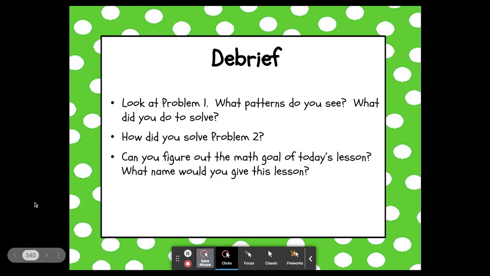Now let's debrief. Remember to choose one of these questions that you would like to discuss. You can answer this question by writing it on paper, in your notebook, in your problem set, or even in the comments below. Look at problem 1. What patterns do you see? What did you do to solve? How did you solve problem 2? Can you figure out the math goal of today's lesson? What name would you give this lesson?